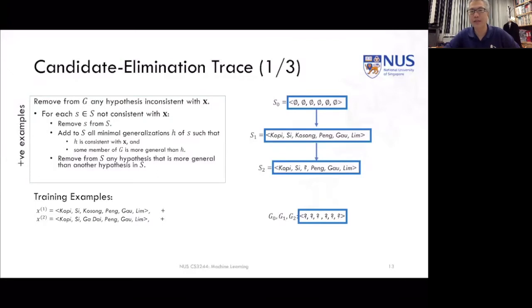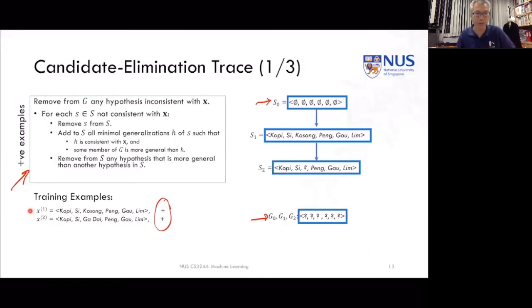To understand candidate elimination better, it's probably easiest to go through a trace of the algorithm. Let's take a look at several training examples. We're going to start first with S0 and G0 set to the most specific and the most general hypothesis. Now the first two training examples are positive, so the positive version of the algorithm holds. Let's take a look at X1. X1 is the same drink that we saw in the previous part in the pre-lecture.